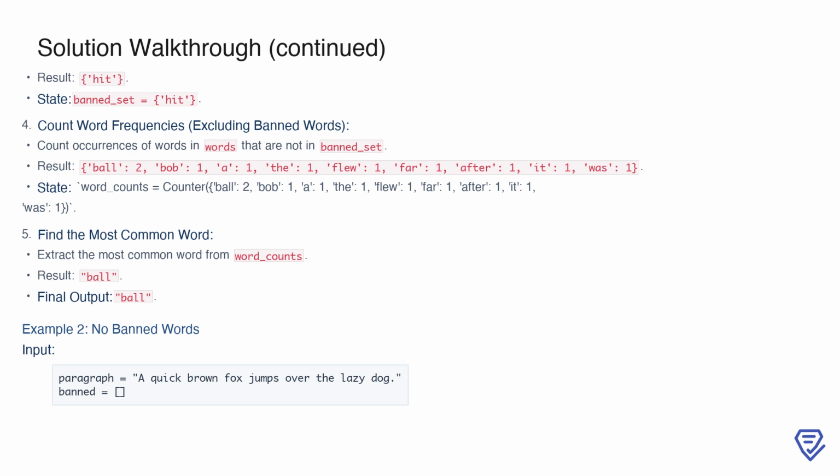The result is a dictionary where the keys are words and the values are their respective counts. Finally, we extract the most common word by finding the word with the highest count in this dictionary. In this example, the word ball has the highest frequency of 2, making it the most common word that is not banned. The final output is ball.